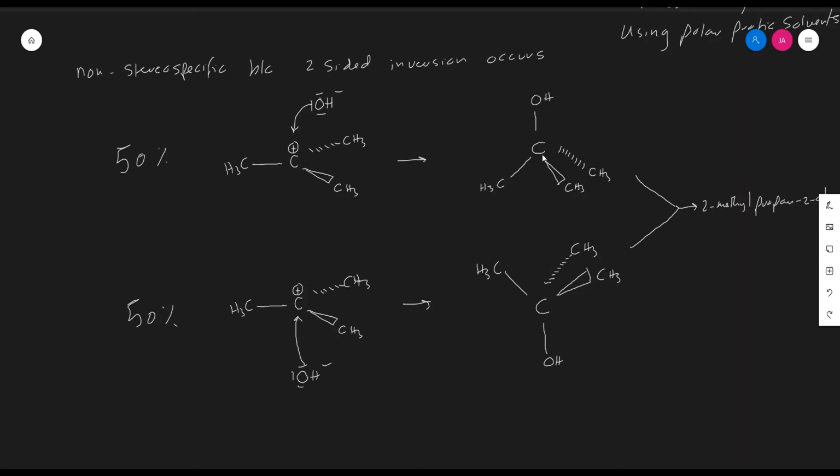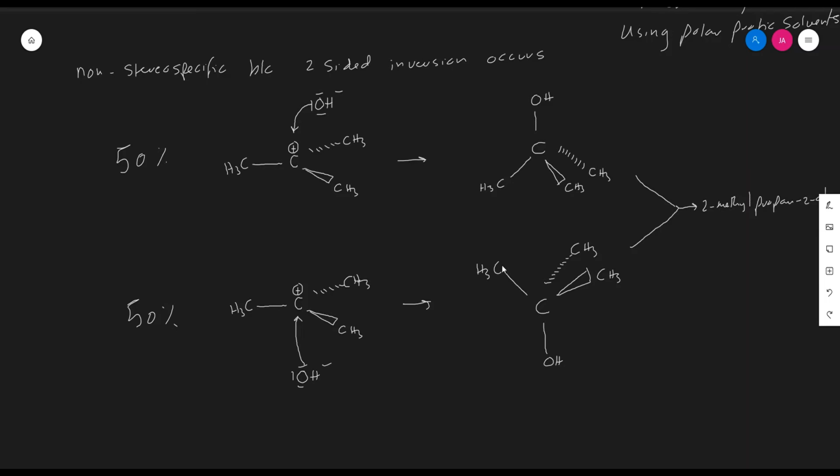In this case, this is not a chiral carbon, and both these molecules are identical, which is 2-methylpropan-2-ol. But if this carbon were a chiral atom, these two molecules would differ in configuration and would form two different enantiomers: 50% of this optical isomer, the enantiomer, and 50% of the other optical enantiomer. Enantiomers are non-superimposable mirror image molecules.